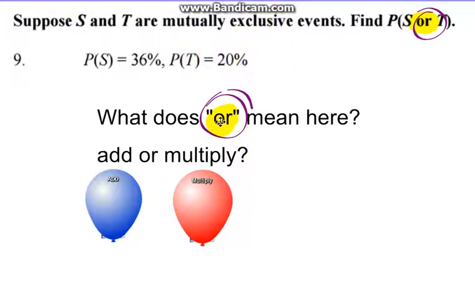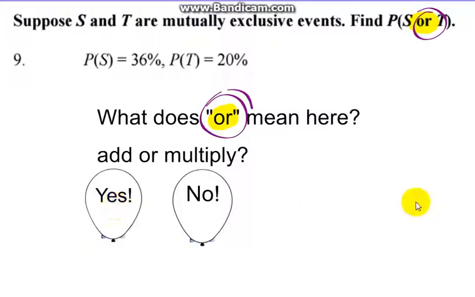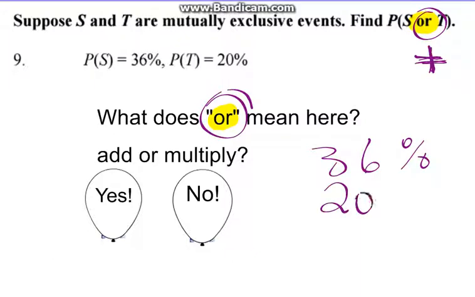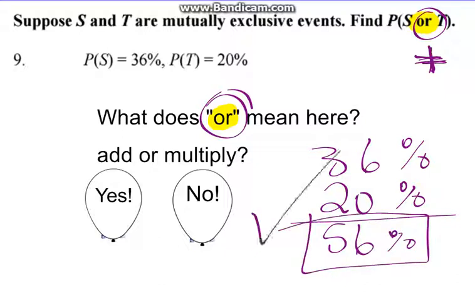to? Well, or translates to, is it multiply? No. Is it add? Yes. So the word or means we're going to add them. Okay? So we're going to add the 36% plus the 20%. And we get a 56%. And that is our answer.